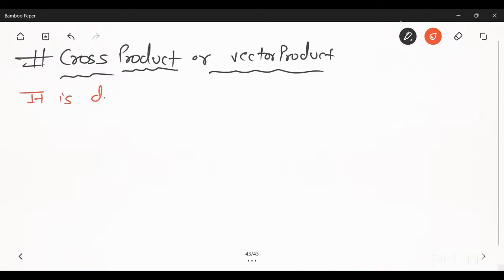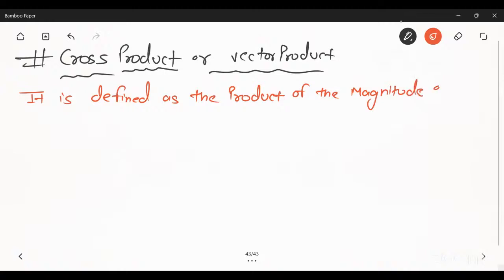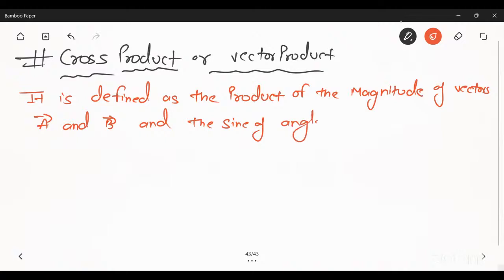It is defined as the product of the magnitudes of vectors A and B and the sine of the angle between them.